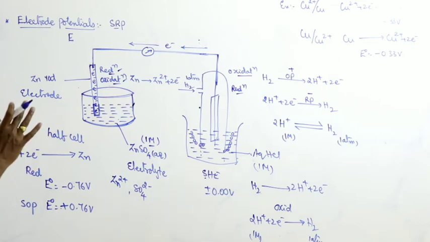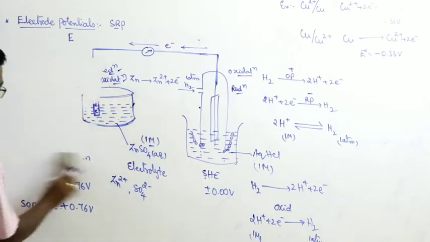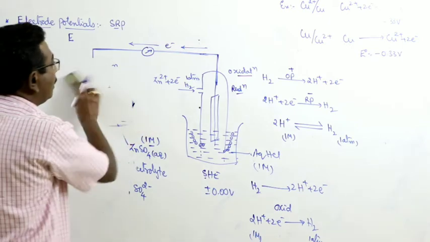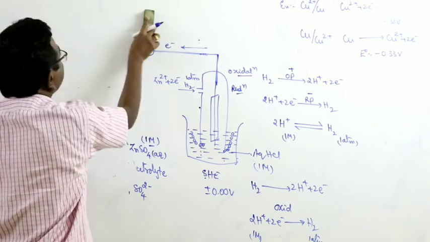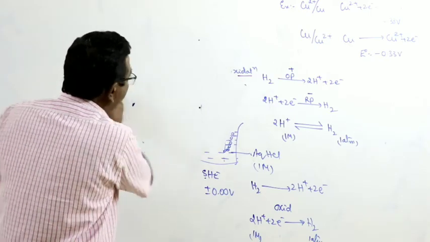This is about the calculation or determination of the electrode potentials and also standard electrode potentials. And what about the formula, or what about the expression that is used to calculate the electrode potentials?